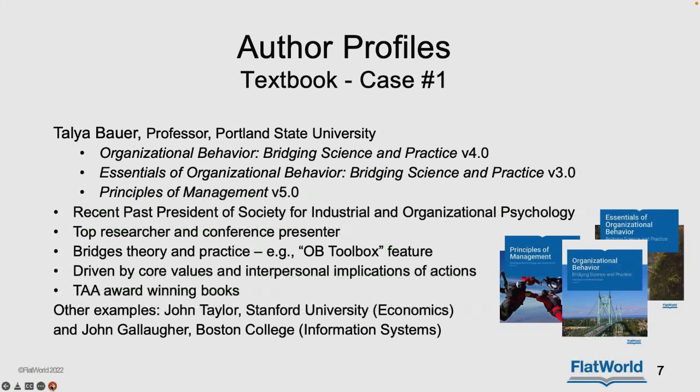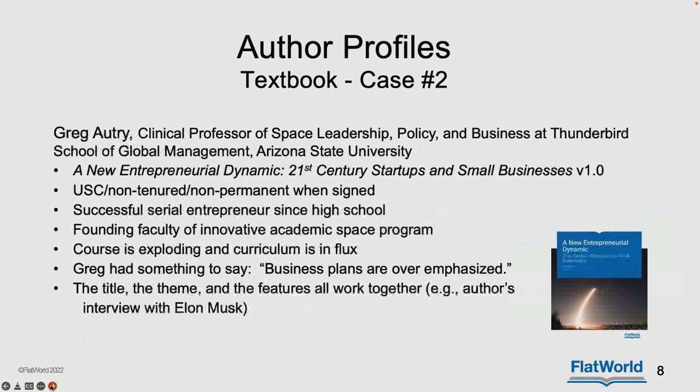We have other examples: John Taylor, Stanford University. He's a top economist who has been a global policy advisor to presidents. John Gallagher at Boston College, in Information Systems, broke the mold when he wrote his book in a very different way from the competitors, and was also very active in startups in the Boston area. So this would be the typical kind of author profile for a textbook. But there are other author profiles that can be very attractive to publishers.